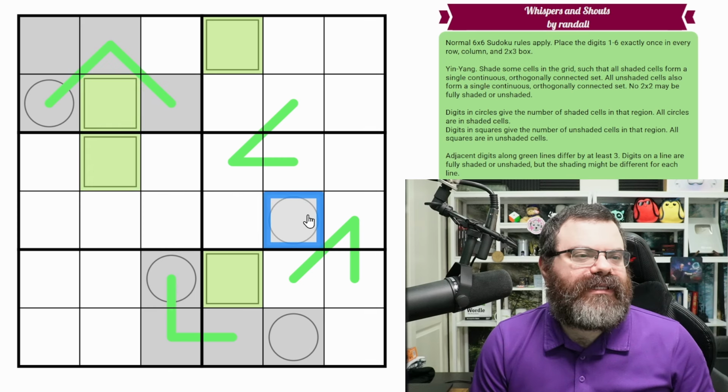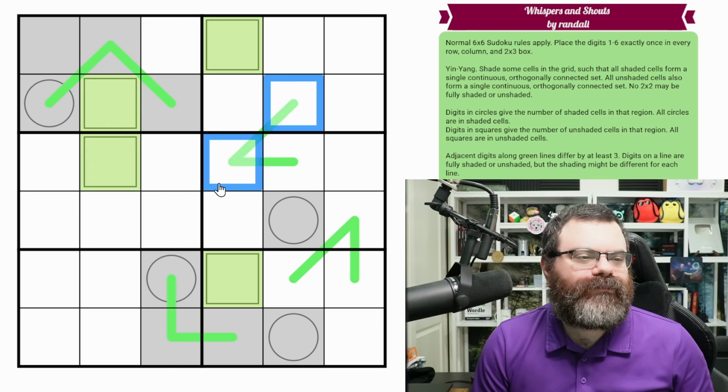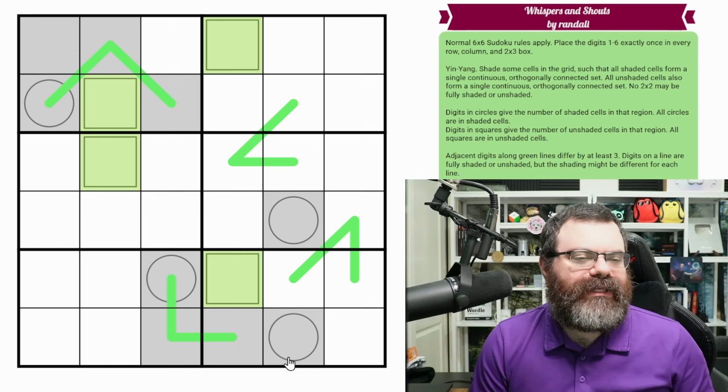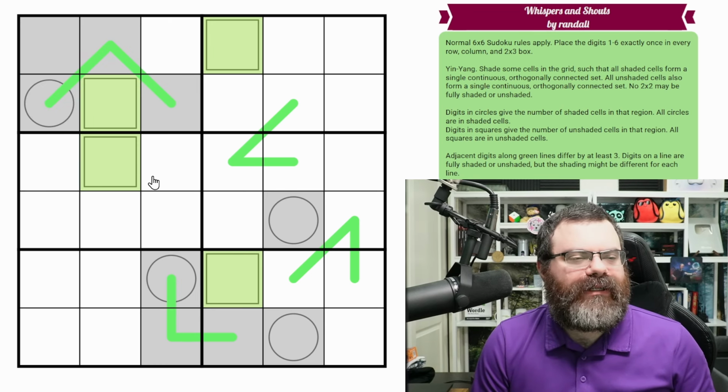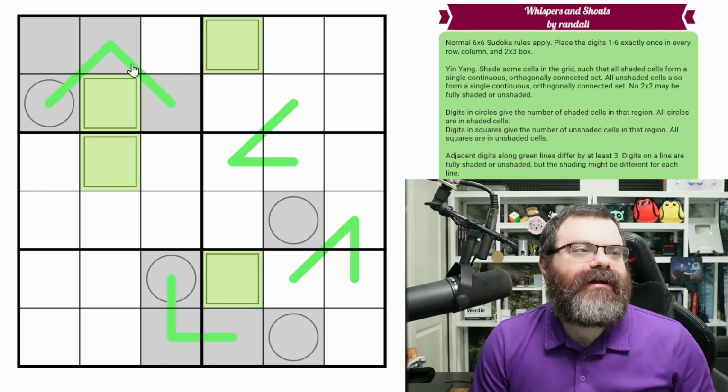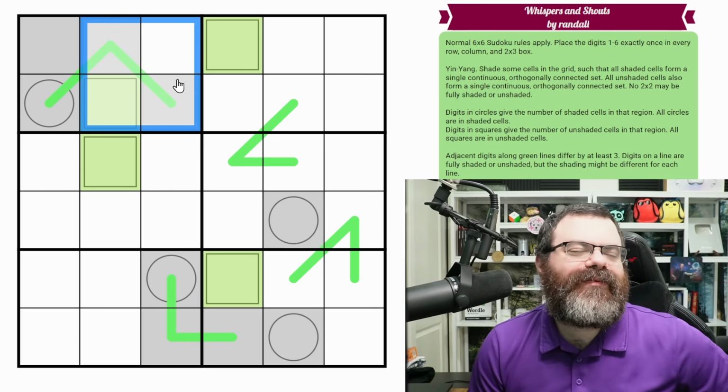Let's see. Anything else need to get out or anything like that? I'm not seeing it. Let's see. I kind of want to, I don't think I have to shade this one. All right. Okay. So for here, there actually is something that we can do.